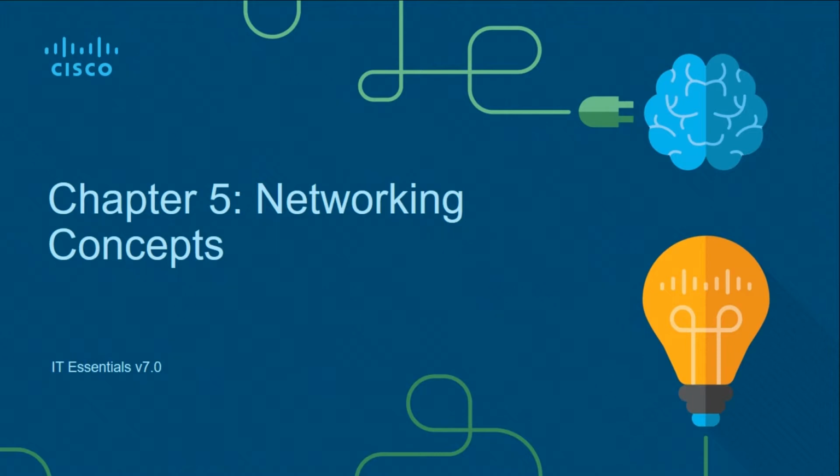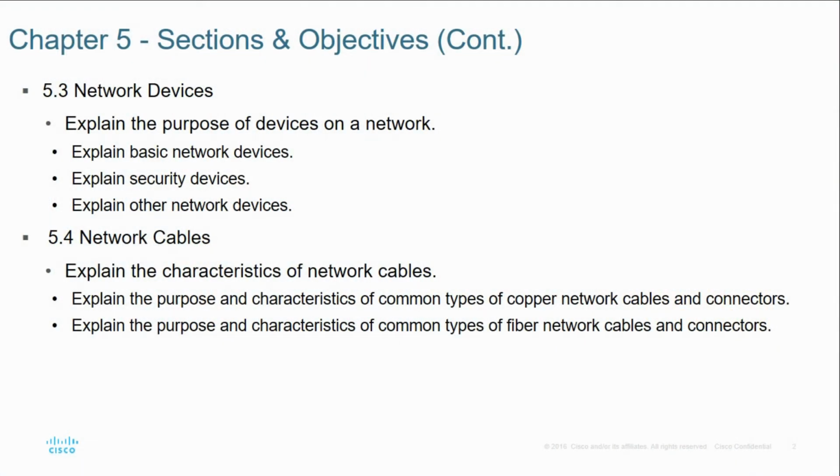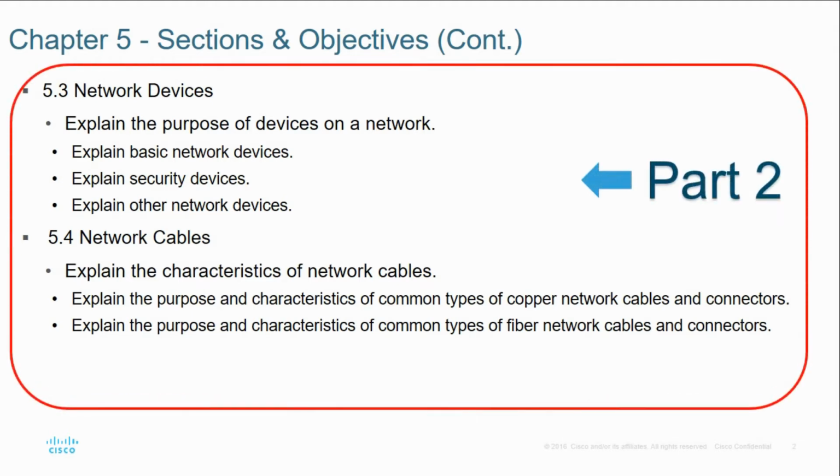In this video, I will be discussing the last two sections of Chapter 5 Networking Concepts. In Section 5.3, we will talk about different network devices that are being used in a network environment. We will try to learn the characteristics and functions of each device. In Section 5.4, we will be talking about the purpose and characteristics of the different types of cables that we use in the network. So let's get started.